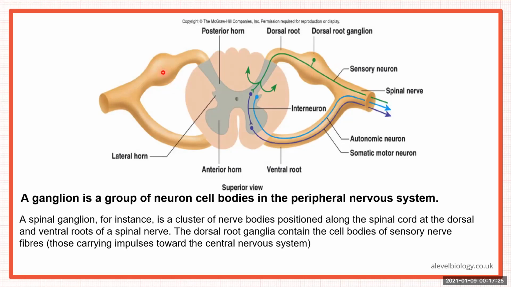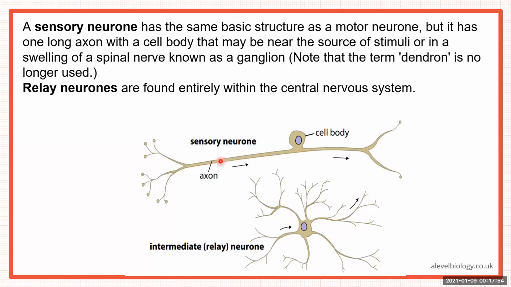And these cell bodies are of the sensory nerve fibers that carry impulses from the stimulus or from the receptors towards the central nervous system, right? So here, if you see again, these are dendrites, axon, cell body here somewhere in the middle, right? And then the axon extends, and these are the dendrites now.